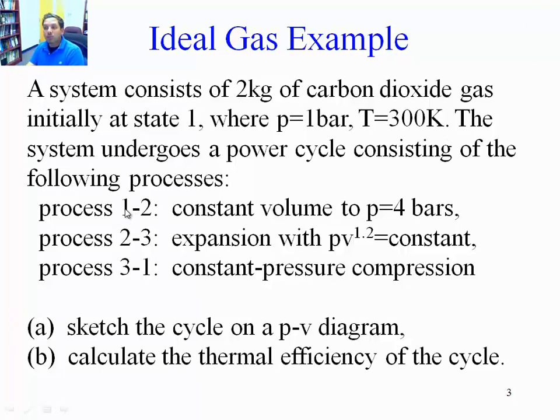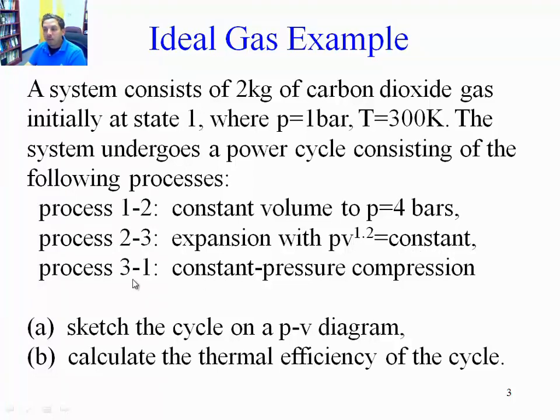The first process, we call it process 1-2, because it takes us to state number 2, is a process at constant volume. The volume is going to be the same in state 2, and the pressure is going to rise to 4 bar. So we are given the final pressure of this process, and we are told that this is an isometric, or constant volume, process. Then the process from 2 to 3 is an expansion that follows the curve PV^1.2 equals a constant. This is a polytropic process.